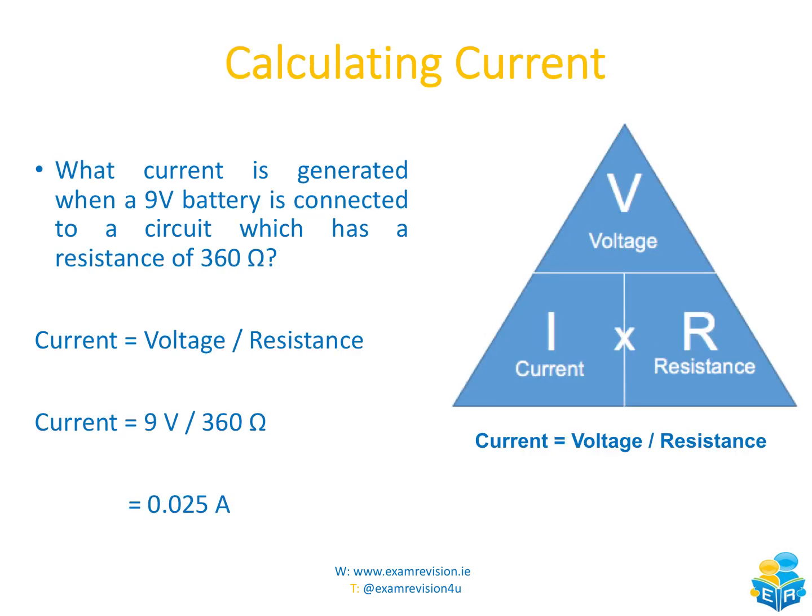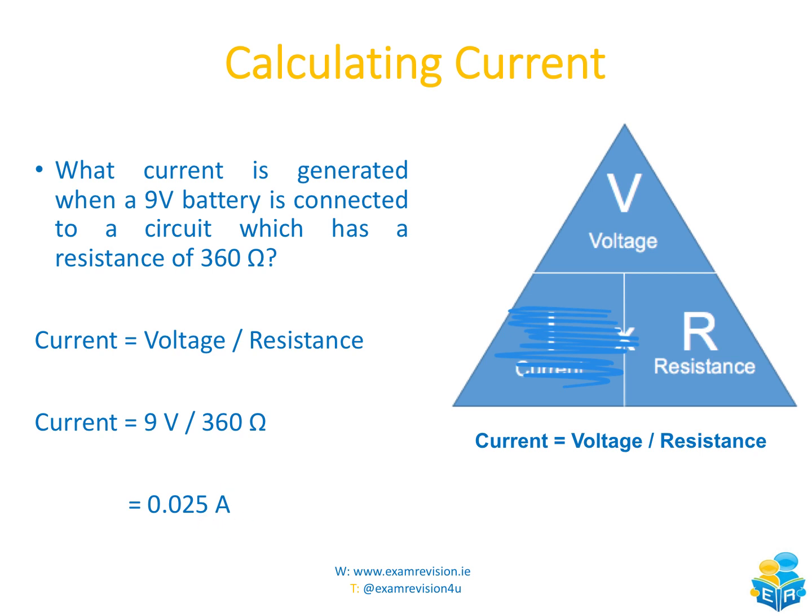So again, we can use our triangle now to help calculate current. So to calculate current, we cover current up in the triangle over here, and we're left with the voltage divided by the resistance. So what current is generated when a 9-volt battery is connected to a circuit which has a resistance of 360 ohms? So to calculate current, it's the voltage divided by the resistance. So voltage was 9, and resistance was 360 ohms. And if you divide 9 by 360 on your calculator, you get 0.025, and not forgetting your units there, A for amps.